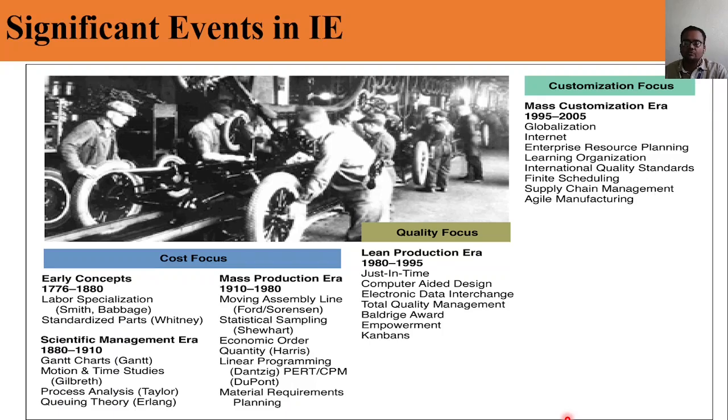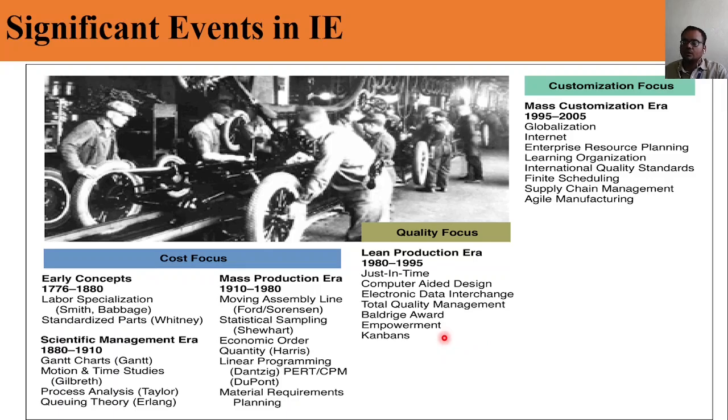Then you have your economic order quantity, linear programming, the PERT CPM techniques, all your optimization and operations research techniques, which come under this category of the mass production era. Later, the industrial revolution happened, and people started focusing on lean production, where lean is about elimination of waste. So they brought in the concept of total quality management, computer aided design, just-in-time concepts, and Kanbans. All those steps contribute to your lean production era.